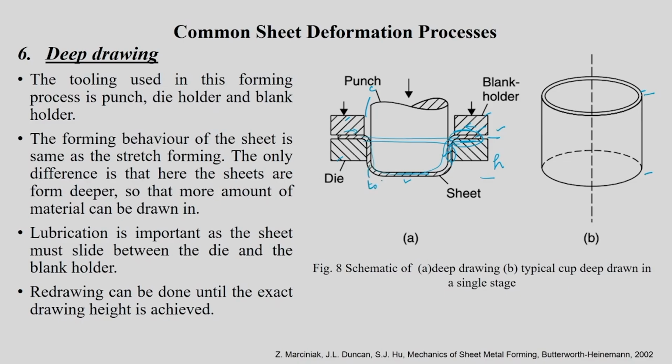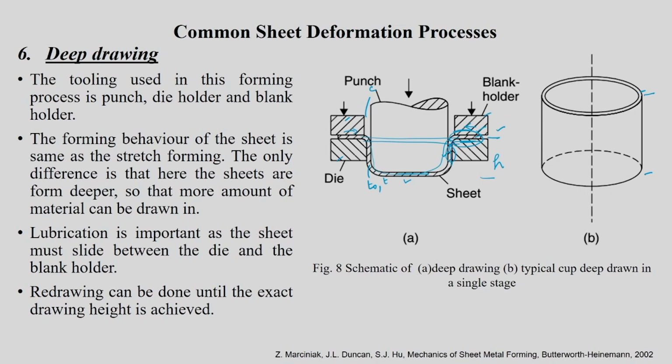That actually depends on the sheet thickness. Let us say initial thickness is T naught, and instantaneous thickness is, let us say, T. So this clearance should actually take care of this particular thickness. Let us say, for example, you have a 2 mm thick sheet, it means the clearance should be slightly larger than this 2 mm thickness. That is the way you have to give clearance. There are formulas available for that, so one can look into it.